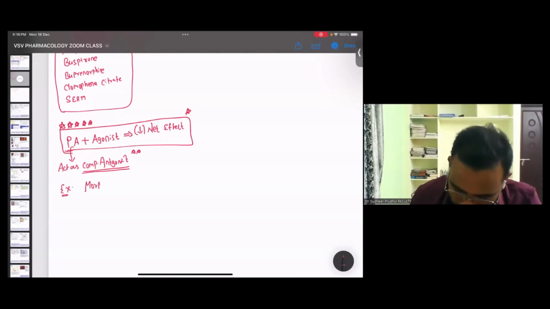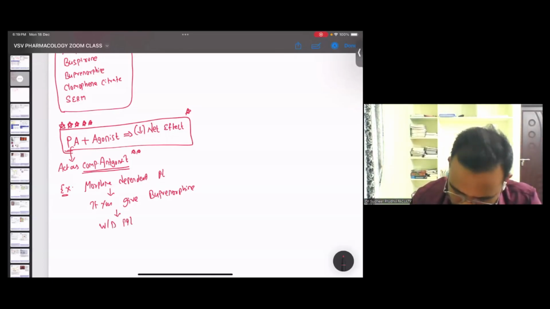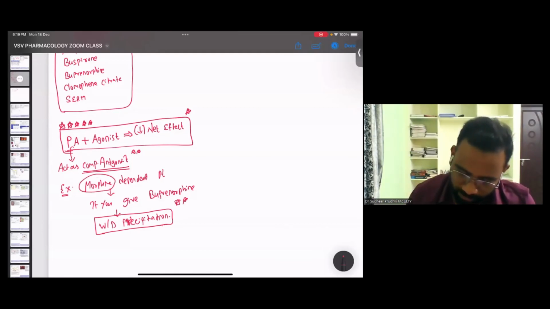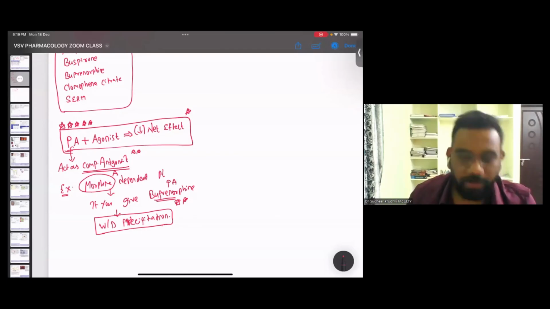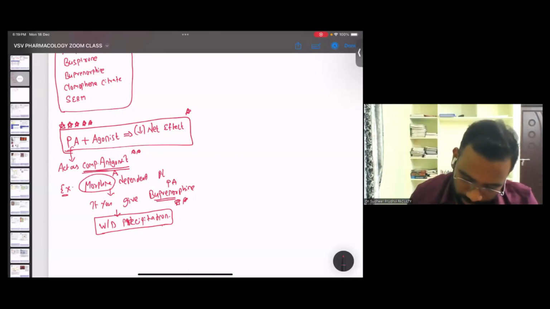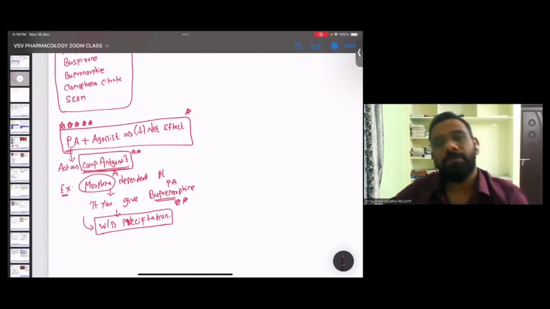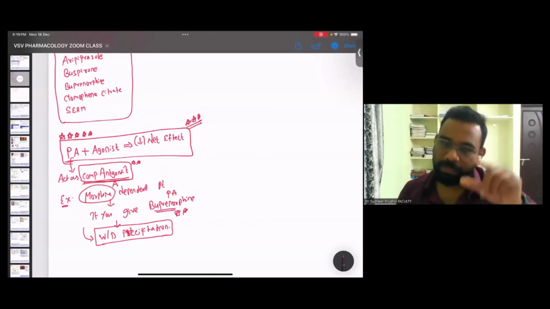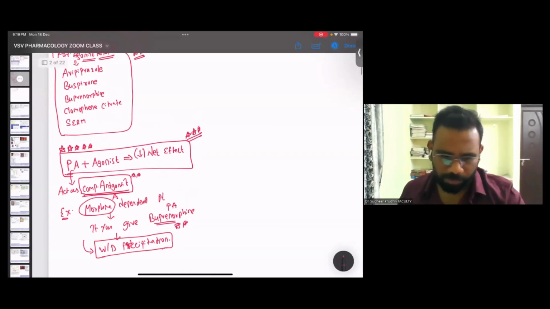In a morphine dependent patient, if you give buprenorphine, what will happen? Precipitation of withdrawal symptoms. See the explanation: in morphine dependent patients, morphine is the agonist and buprenorphine is a partial agonist. If you combine those two, there will be a decrease in net effect, and as I told you, it may act as a competitive antagonist, so there will be precipitation of withdrawal symptoms. Remember, a very important MCQ here. If you combine partial agonist and agonist, there will be a decrease in net effect and the partial agonist acts as a competitive antagonist. These are the important points I want to focus on.